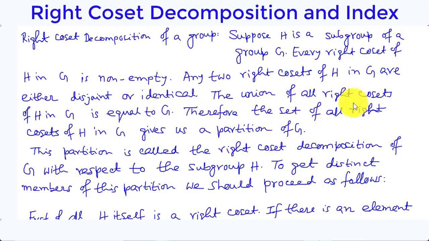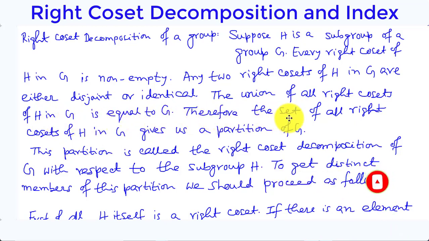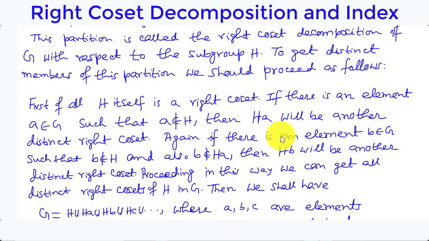The union of all right cosets of H in G is equal to G. Therefore, the set of all right cosets of H in G gives us a partition of G. This partition is called the right coset decomposition of G with respect to the subgroup H. To get distinct members of this partition, we should proceed as follows.